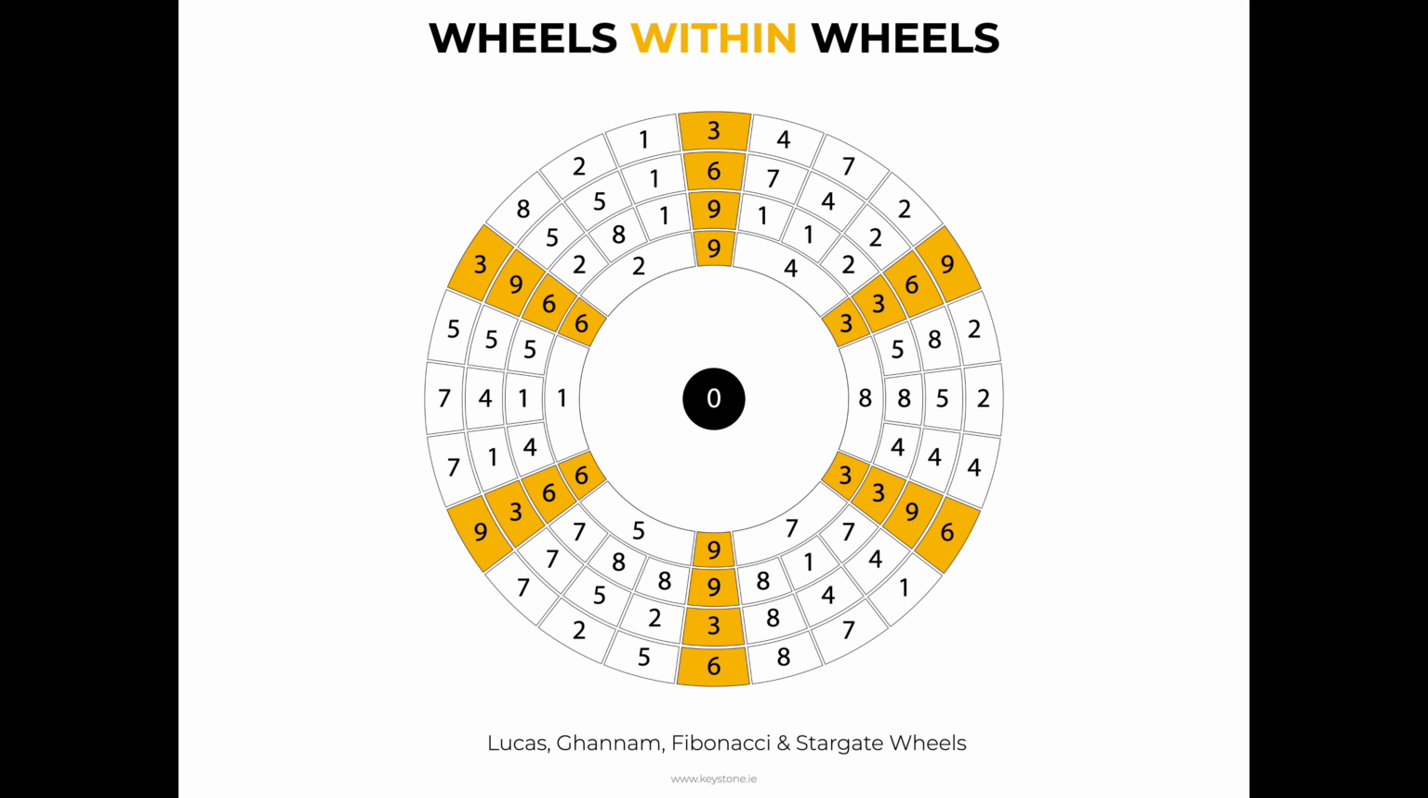So we saw this earlier. This is what happens when we overlap the Lucas, which is the outer wheel, the GHANNAM, and the Fibonacci, with the Stargate. So the Stargate wheel is the inner one. Next, we've got Fibonacci, GHANNAM, and Lucas. Now, in this example, I have aligned them all to add to 1, 2, 4, 8, 7, 5. So each one of these chunks will add to 1.